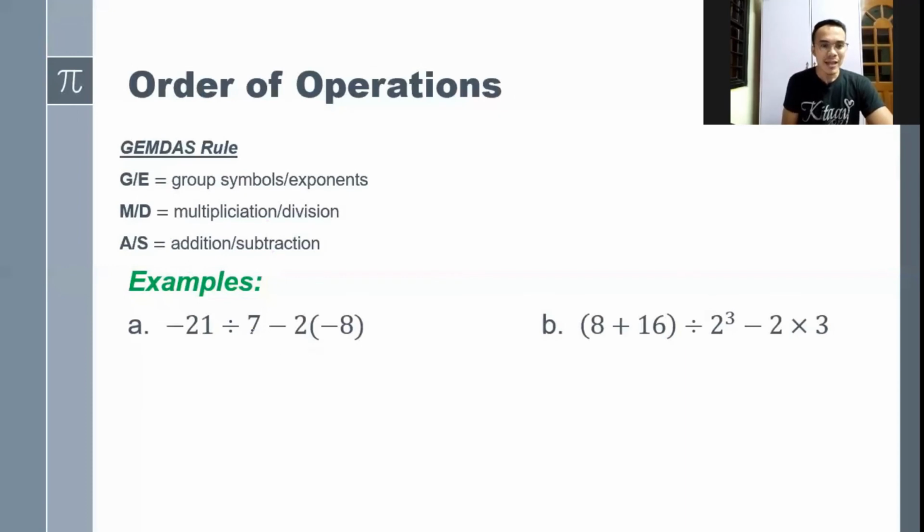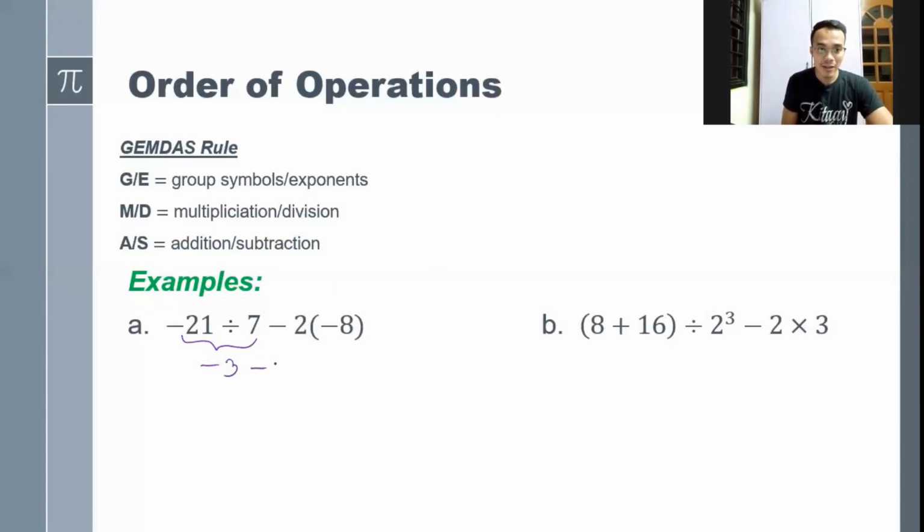Letter A, negative 21 divided by 7 minus 2 times negative 8. Let's examine the given from left going to the right. We have here division, subtraction, and multiplication. And in this case, it's the division that is the most powerful. So we have to perform division first. Negative 21 divided by 7 is negative 3.